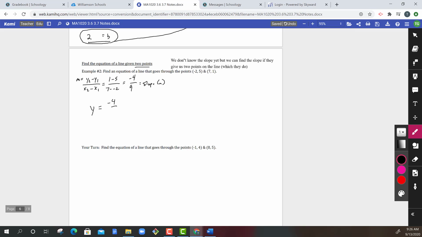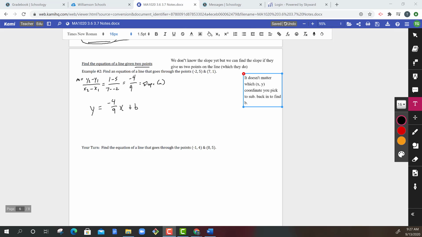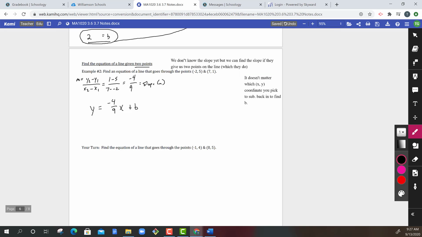So that's half of what we need to write an equation of this line. Now we need to find b, so you need to substitute something for x. It does not matter which xy coordinate you pick to substitute back into the original problem. I typically try to lean toward the positive numbers, but again, it really doesn't matter. You can make a case for this other one because 2 is typically easier to deal with than 7. All right, so I'm going to substitute 7, 1 back in for x and y and solve for b.